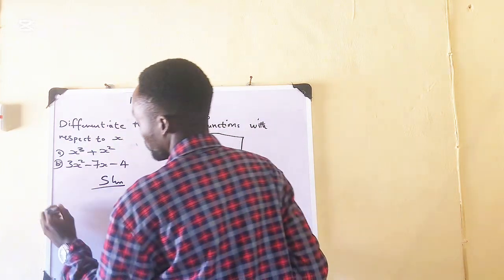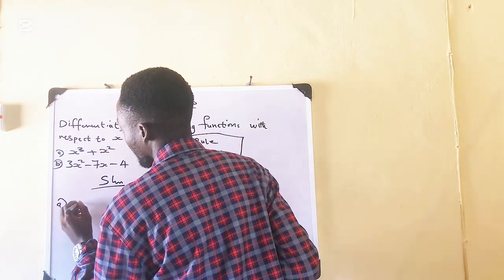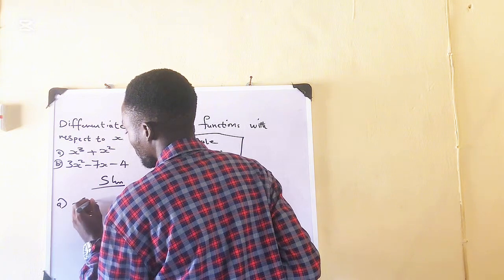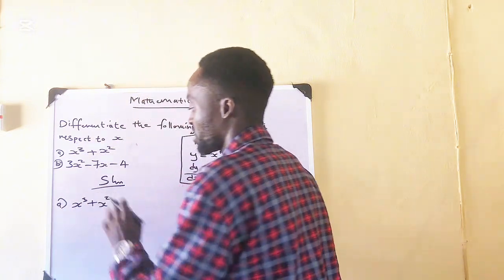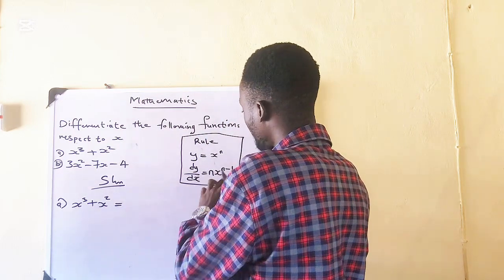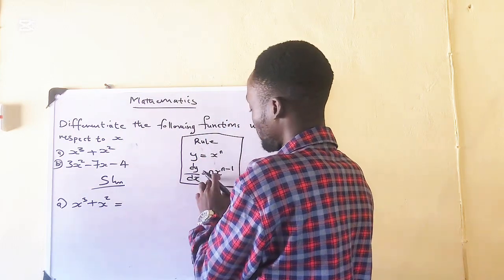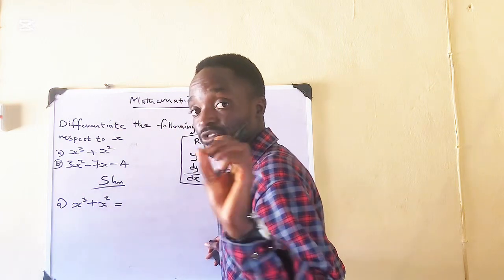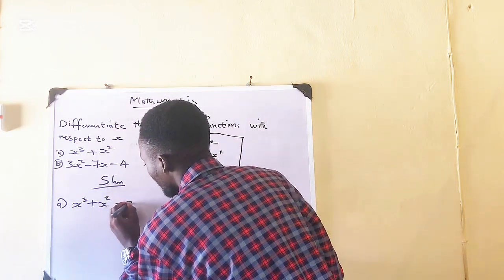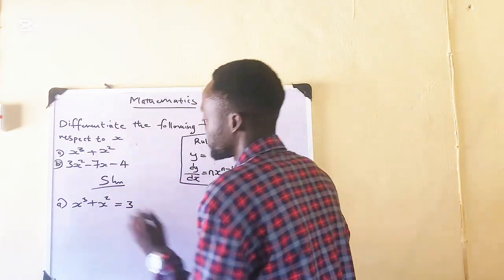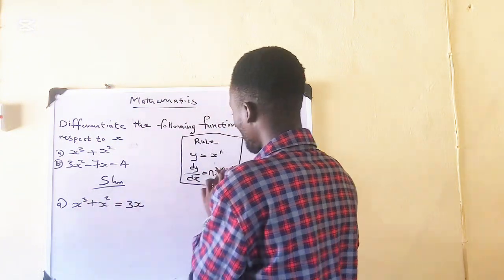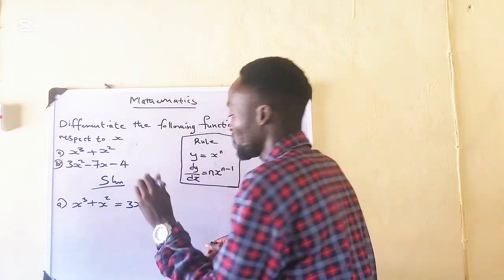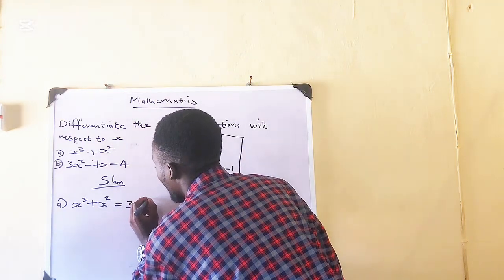So now for the first one, for the a, which is given as x to the power of 3 plus x to the power of 2. If we are to differentiate this according to this rule, we should bring down the power first. Here we have x raised to the power of 3, so we are going to bring down 3. Then write x as it is, and then from the 3, we are going to subtract 1. That is n minus 1. So we'll write 3 minus 1.